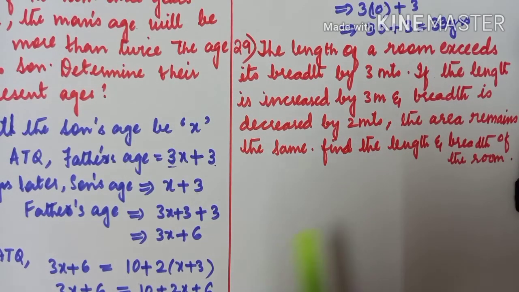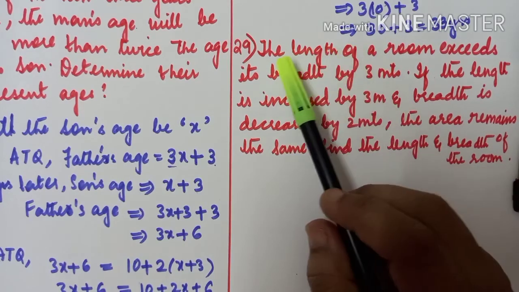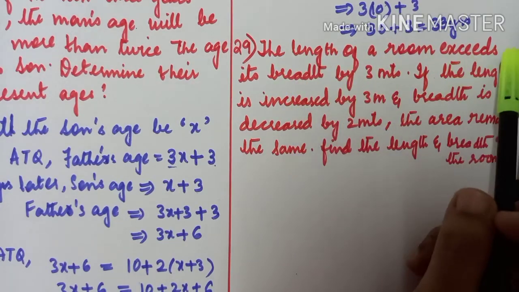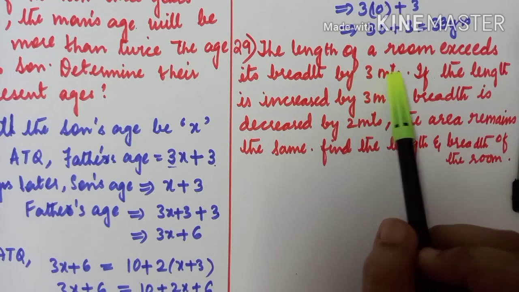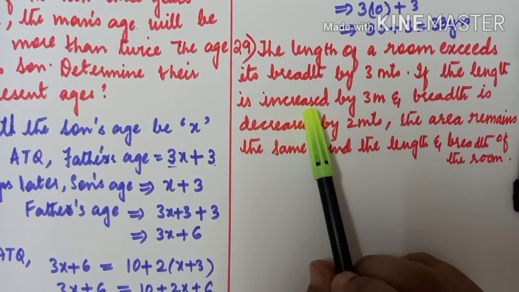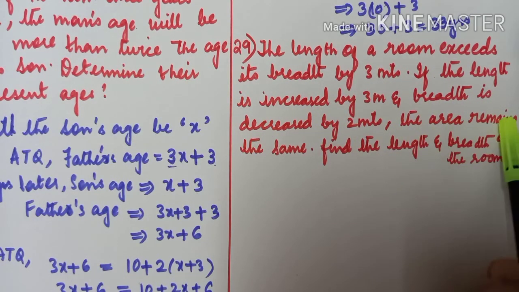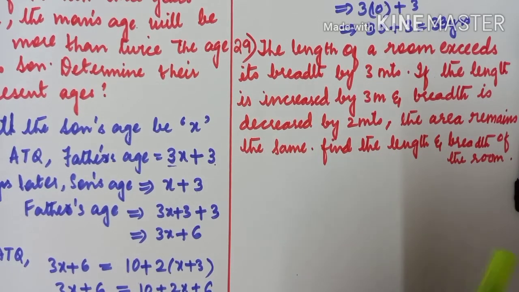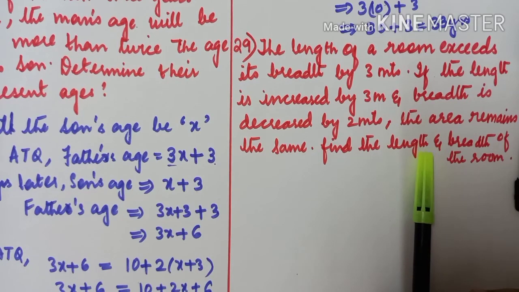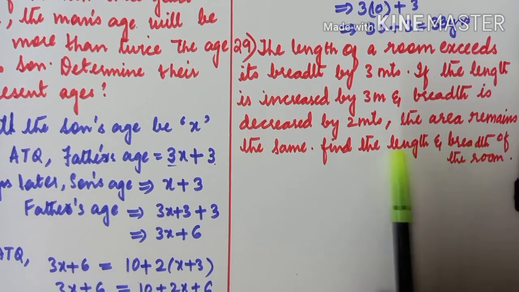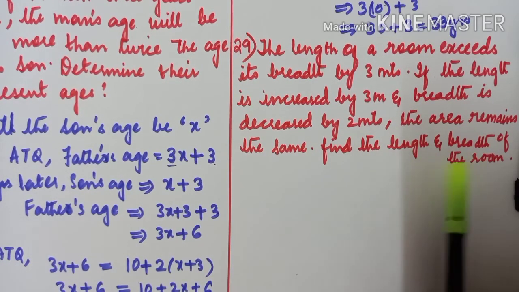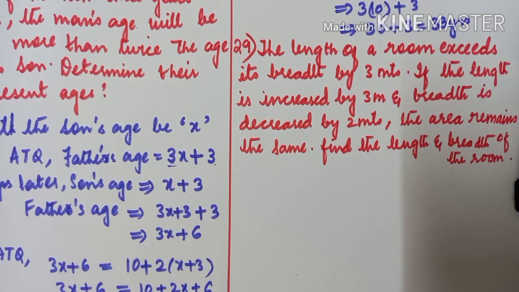Now students, 29th problem. The length of a room exceeds its breadth by 3 meters. If the length is increased by 3 meters and breadth is decreased by 2 meters, the area remains the same. Find the length and breadth of the room. Once again, what I told you in the previous problem, whatever you need to find out, that you are assuming.